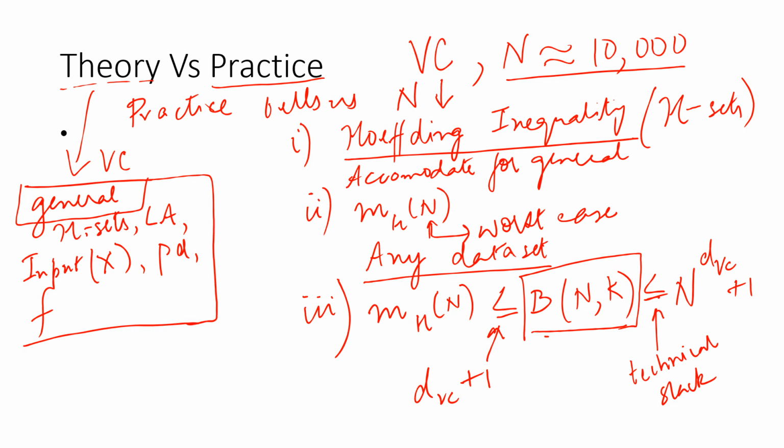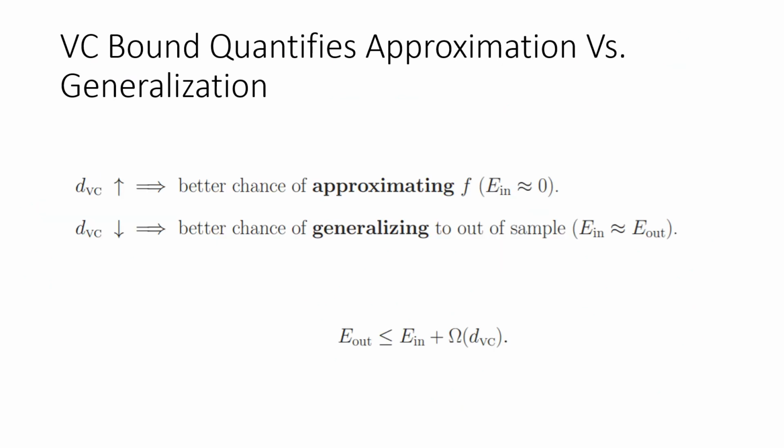So that's why you're kind of paying the price if you think about it in that way. Okay, so having said that, VC bound quantifies approximation versus generalization. We saw some part of it and we're going to discuss even more going forward. So what's going on is essentially you might encounter two cases, right?